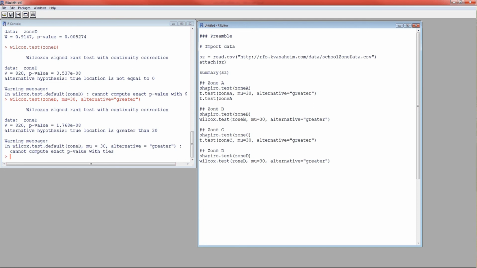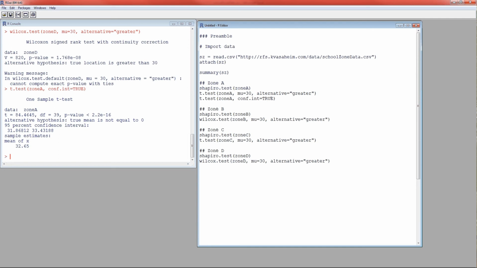To get the confidence interval, you do it without the mu and without the alternative. The mu and the alternative always relate to the null hypothesis. It's about testing a hypothesis. If we want a confidence interval, we're not doing any testing. We just want to learn more about mu. T-test, zone A, and conf.int equals true. For the t-test, conf.int equals true is the default, so you can include it or leave it out, it doesn't matter. We'll run that. We pay attention to the 95% confidence interval that it gives us.